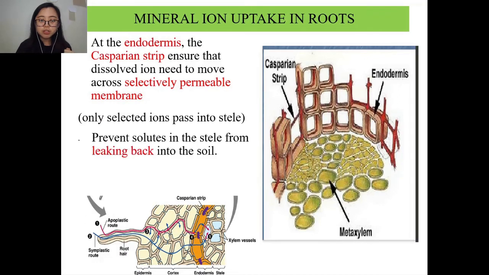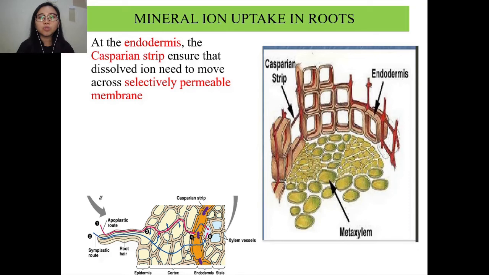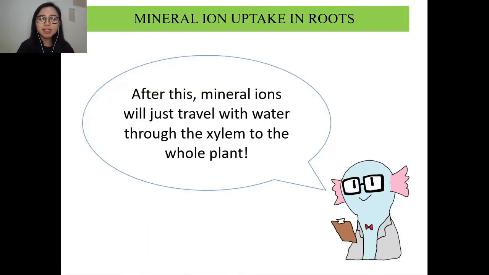Okay, mau tengok lagi animation. Dia punya ion akan masuk melalui selectively permeable membrane. Masuk begitu, bila masuk saja xylem, dia akan ikut air dan bergerak ke atas. After this, the mineral ions will just travel with water through the xylem to the whole plant. So ringkas sajalah mineral ion uptake in roots.